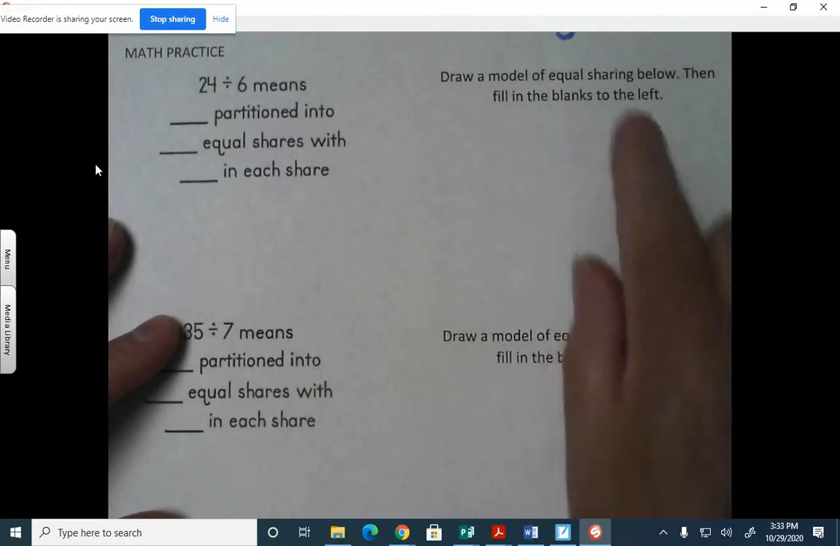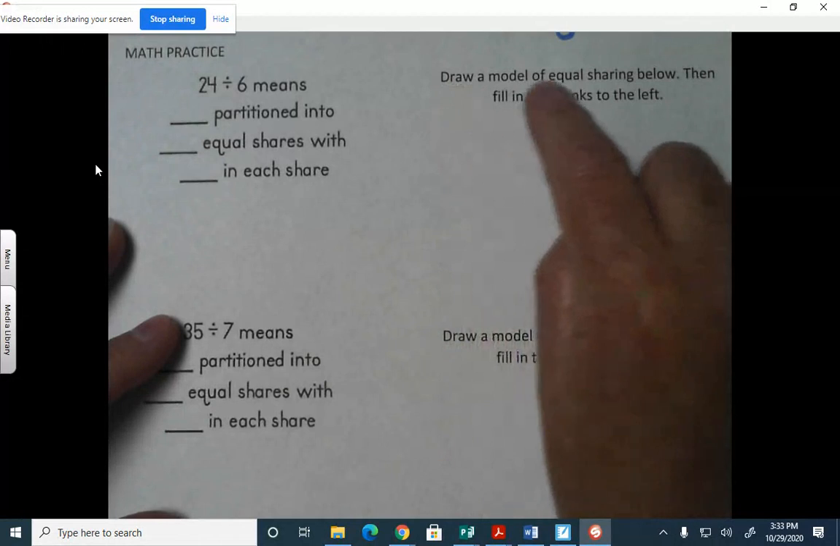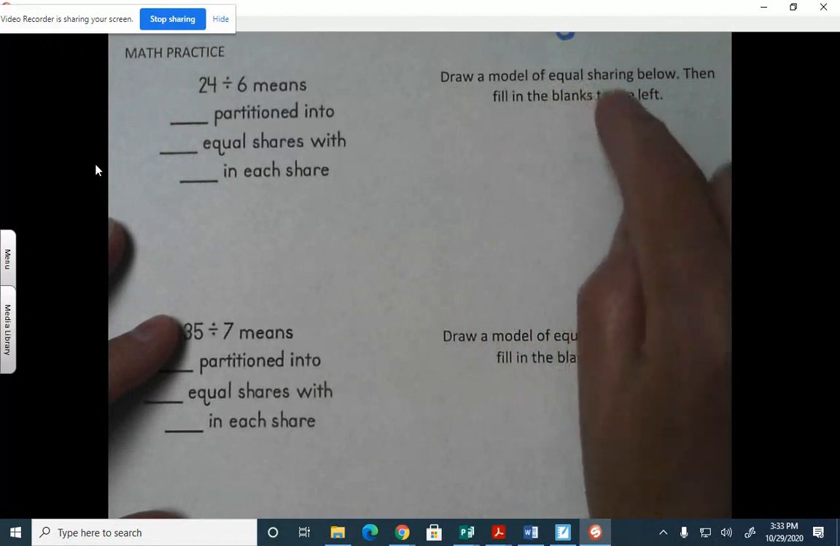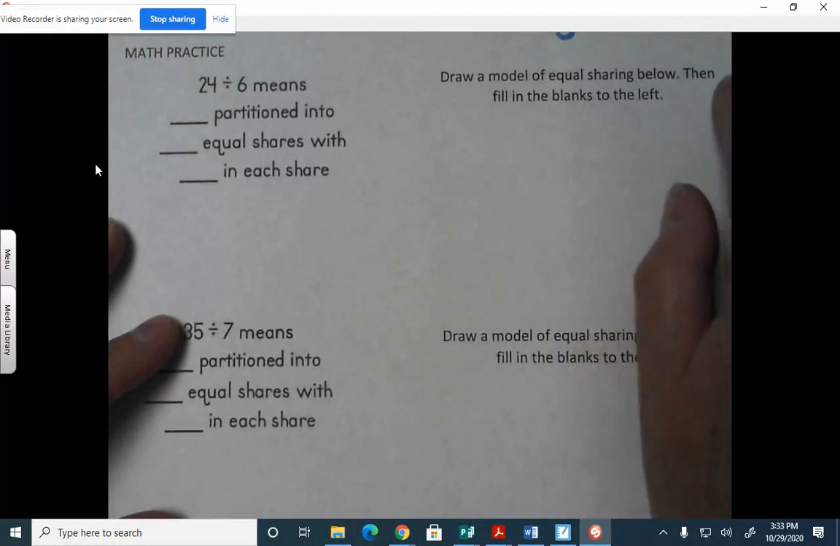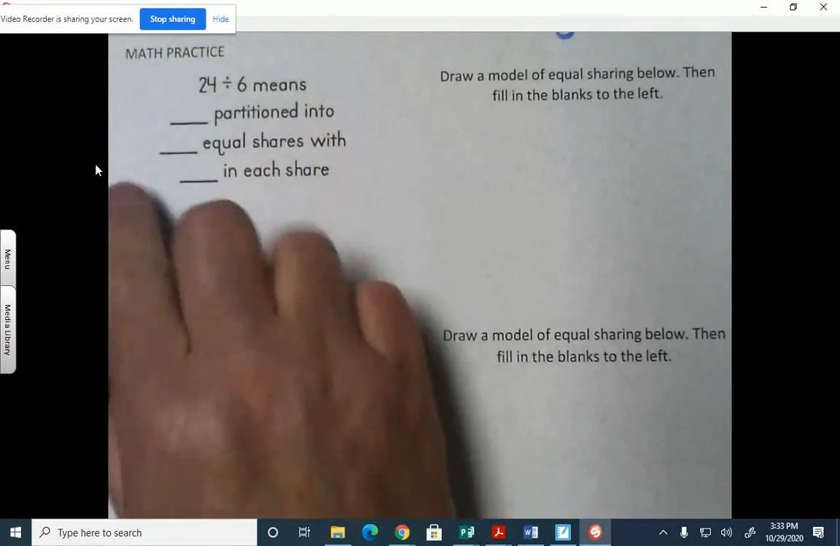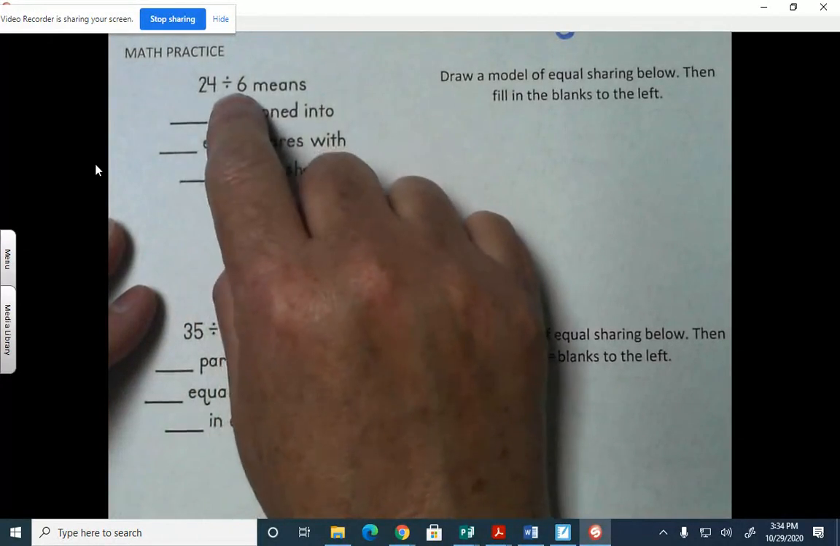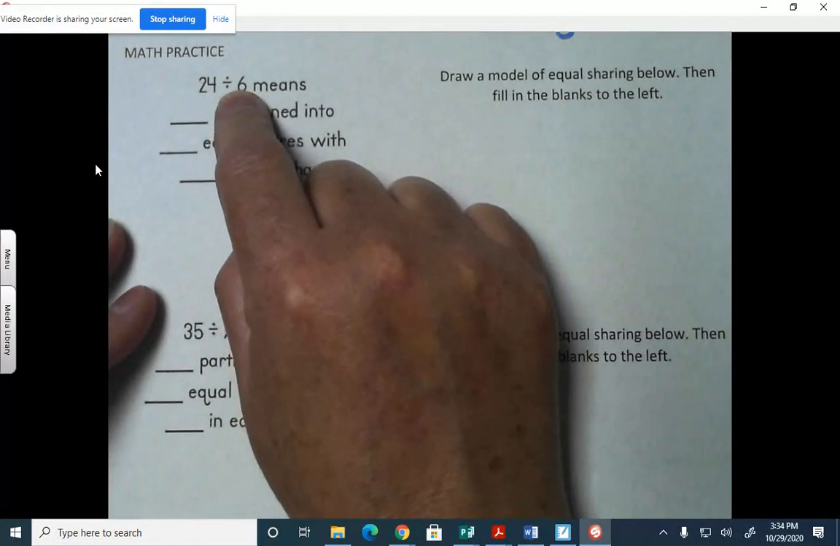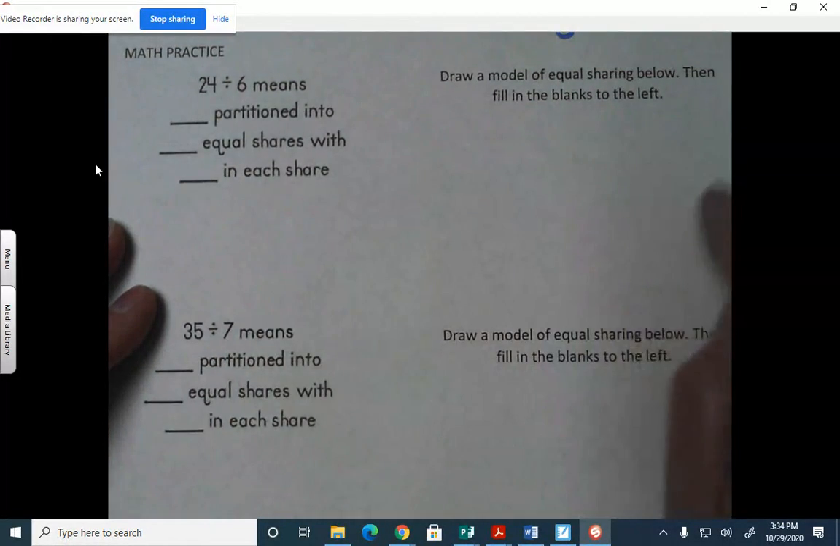Come over here to the right side first. Draw a model of the equal sharing below in this area. Then fill in the blanks to the left. So we're just going to ignore that for right now, other than getting this division problem. You're going to make 6 groups and deal out 24. And then underneath, write what the completed division sentence will be.